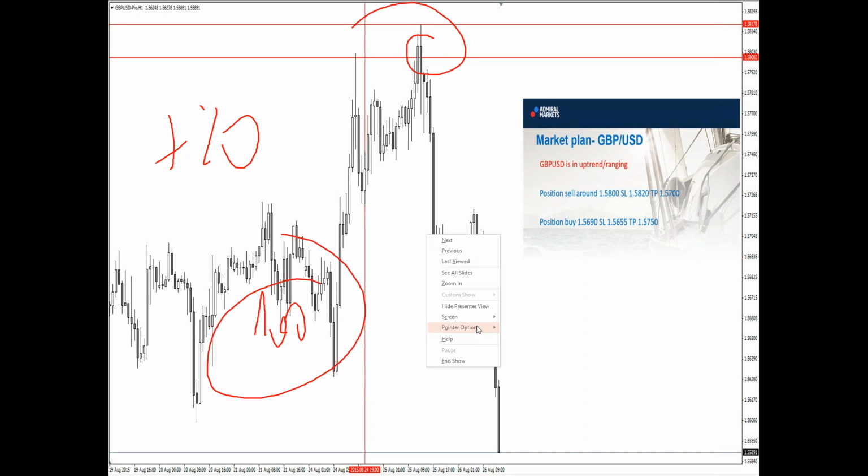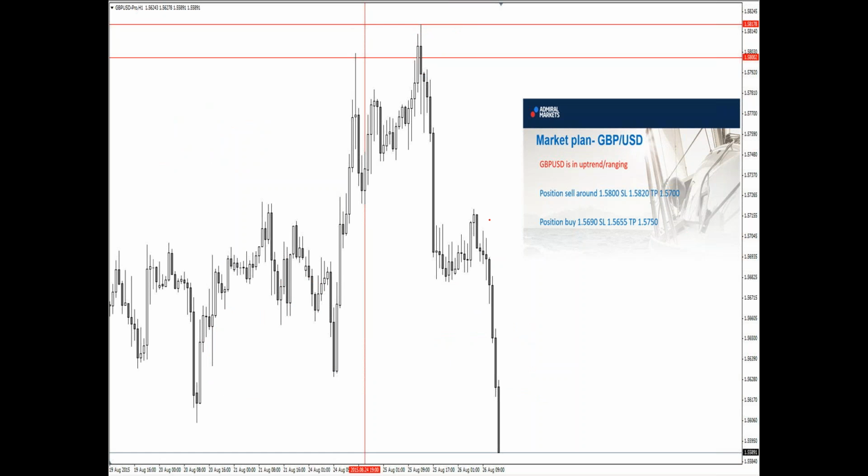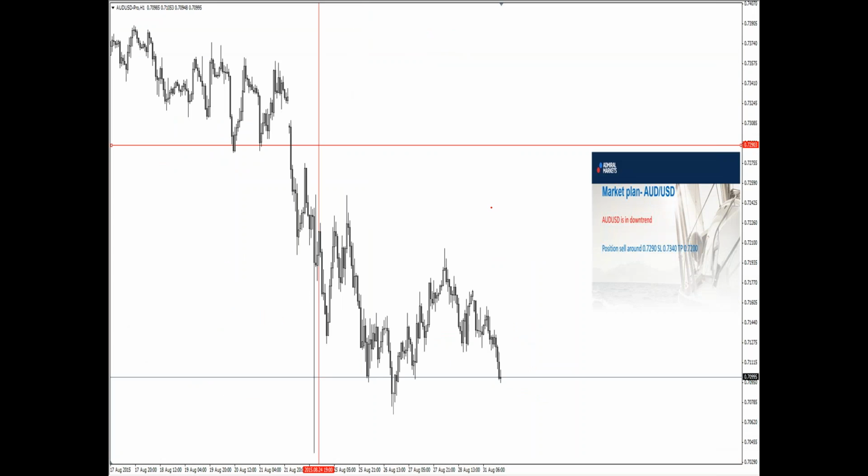So pound dollar was definitely a winner, although our clear winner was dollar CAD, which had almost no drawdown, right? So pound dollar, great setup and great pips.